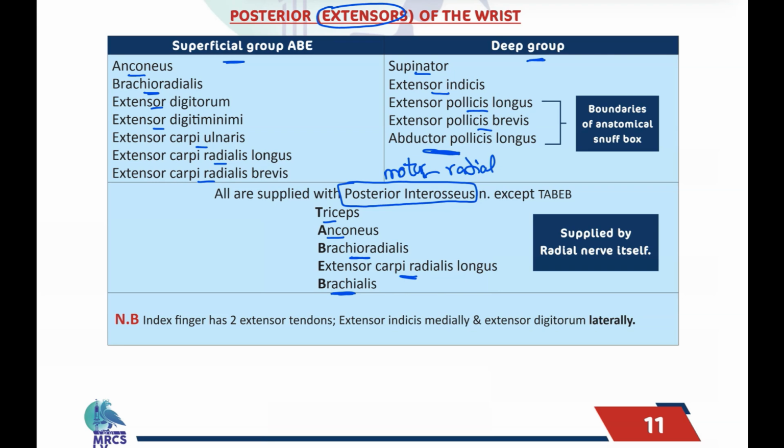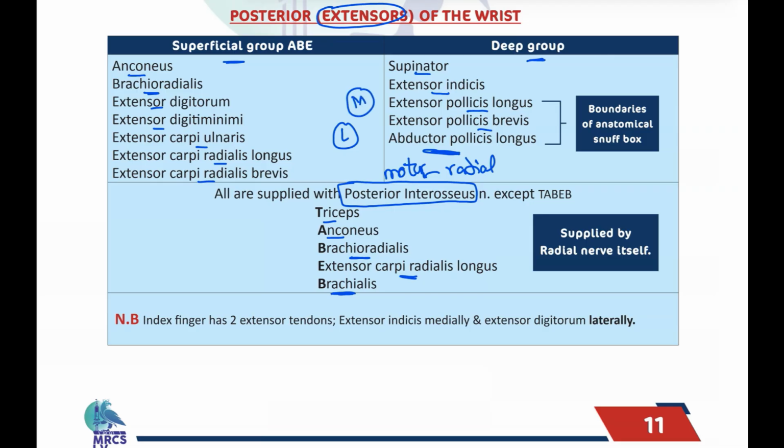Now, from the deep group, these three muscles are going to be making the boundary of the anatomical snuff box. Now, abductor pollicis longus and extensor pollicis brevis are going to form the radial or the lateral boundary, and extensor pollicis longus is going to form the ulnar or the medial boundary.